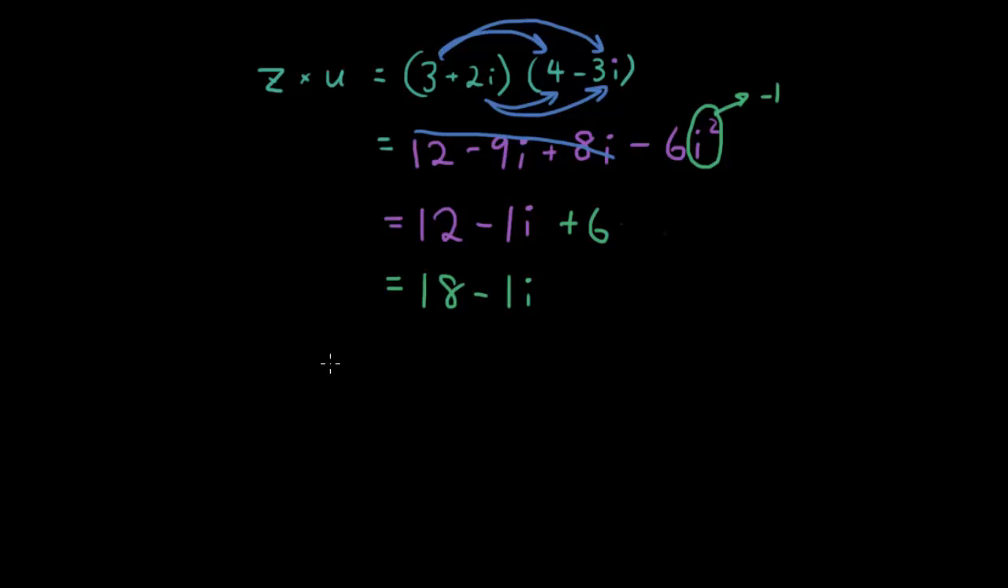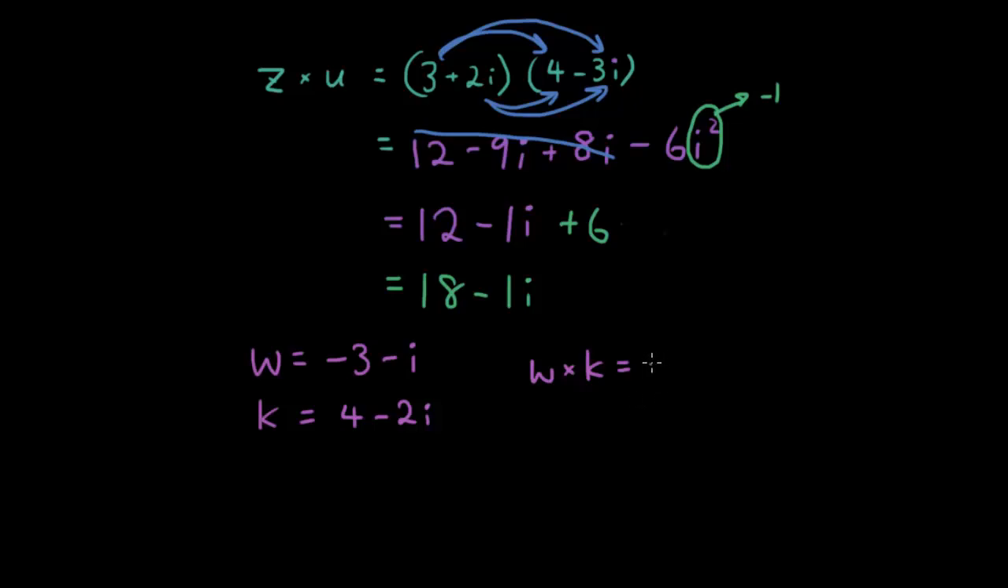Okay, quickly try another one. Let's say w equals negative 3 minus i, and k equals 4 minus 2i. Find w times k. Get that done and come back when you're ready to see the answer.